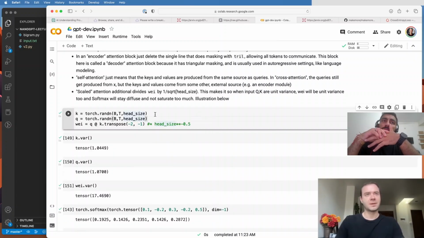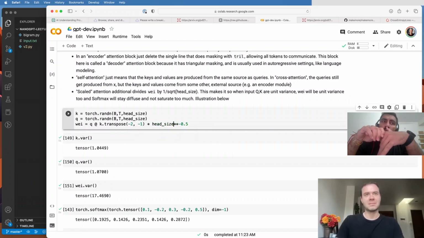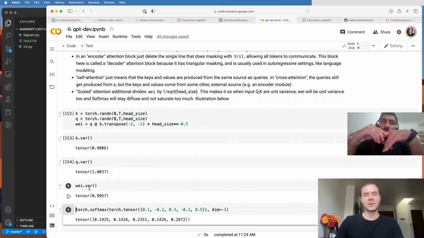The problem is, if you have unit Gaussian inputs, so zero mean, unit variance, k and q are unit Gaussian, then if you just do wei naively, the variance of wei will be on the order of head size, which in our case is 16. But if you multiply by 1 over the square root of head size, then the variance of wei will be 1, so it will be preserved.